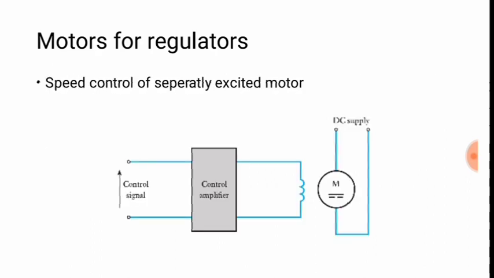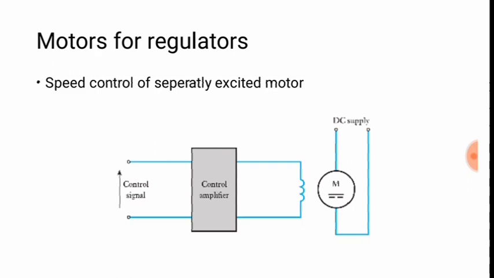The figure shows such a control regulator application. In this, the motor is provided with a DC supply and its field winding is controlled by a control signal that is amplified through an amplifier, as in the figure. So this circuit is very simple. The control signal is produced by a controller in the control system, and this control signal is amplified by the control amplifier, and depending upon the signal strength the current through the field winding varies.